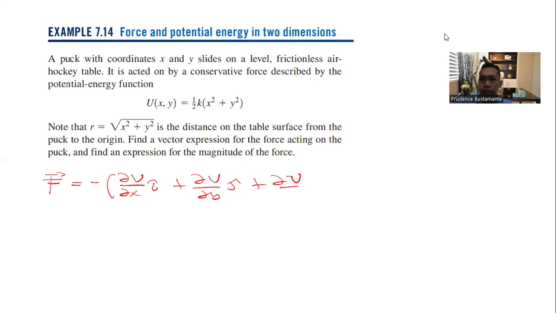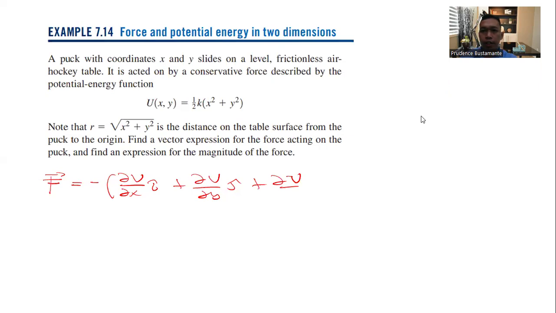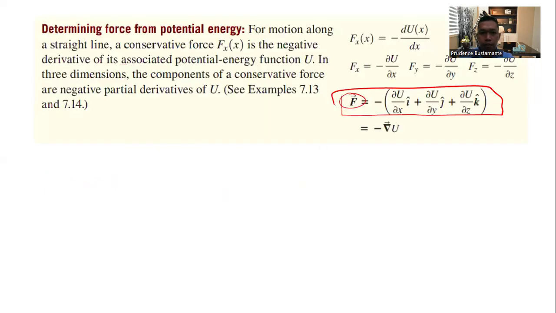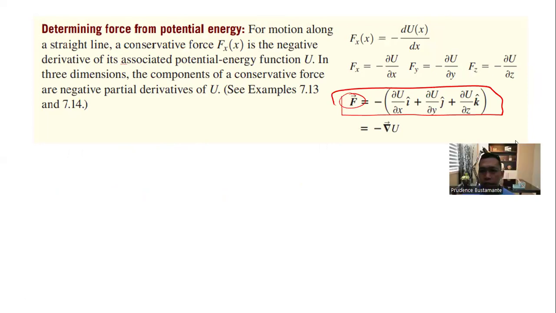Recording in progress. So we cut our discussion about determining the potential, determining the force from a potential energy. Okay. So for one dimension, for a motion along a straight line, a conservative force F of x is the negative derivative of its associated potential energy function. So in three dimensions, the components of the conservative force are negative partial derivatives of U.